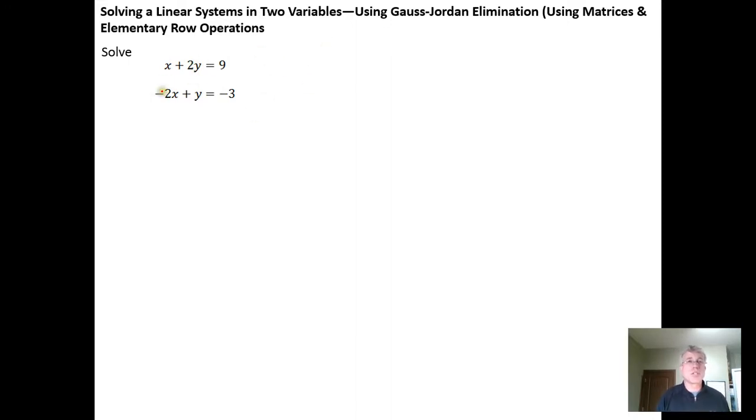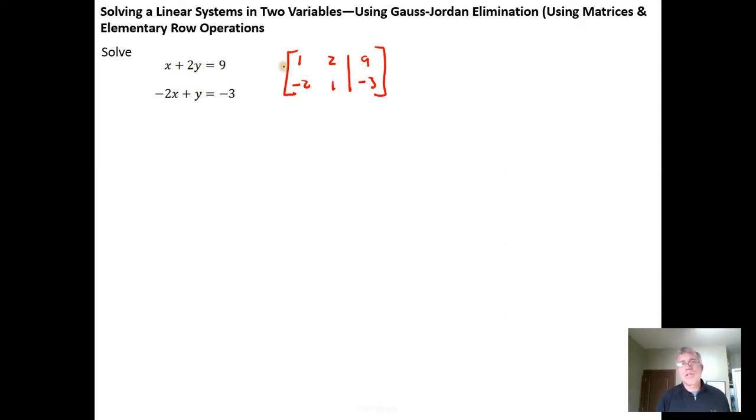So step 1 is just take your system and put it into matrix form. So I have a row here, the coefficient of 1 on the x, a coefficient of 2 on the y, and 9 is the constant, and then I have a negative 2 on the x. So this is the x's column, this is the y's column, this is the constants column. So it's negative 2, 1, and negative 3. And it's an augmented matrix. And then now the idea is use elementary row operations to manipulate the matrix into reduced row echelon form.